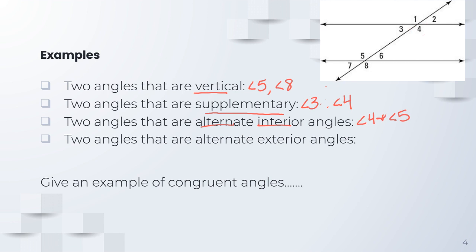Now for alternate exterior angles. So exterior means they need to be outside. So if I choose angle 8, because angle 8 is outside of my parallel lines, the other angle that would be on the opposite side and on the opposite side of the transversal line would be angle 1. So my one example would be angle 8 and angle 1.